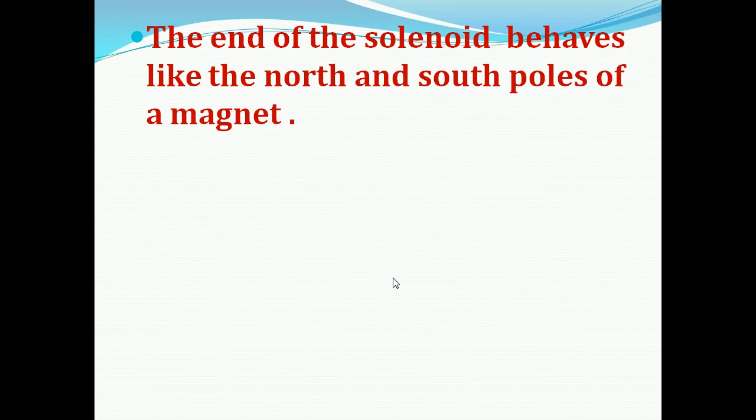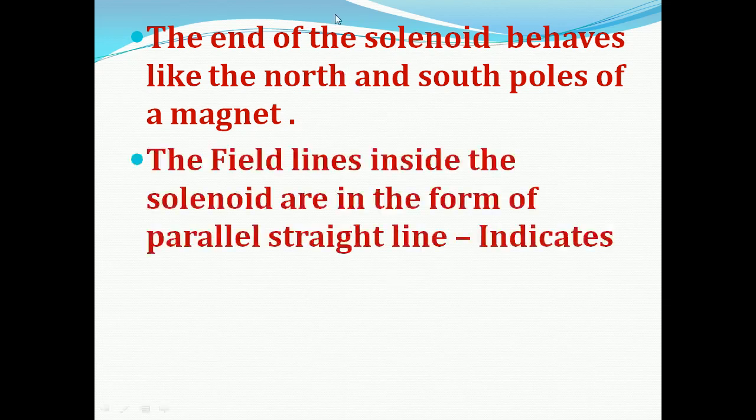It will behave exactly similar to the bar magnet. So the pattern of the magnetic field around the bar magnet will be similar to the pattern of the field produced in the solenoid. One end of the solenoid behaves like the north pole and the other end of the solenoid will behave like the south pole of a magnet.